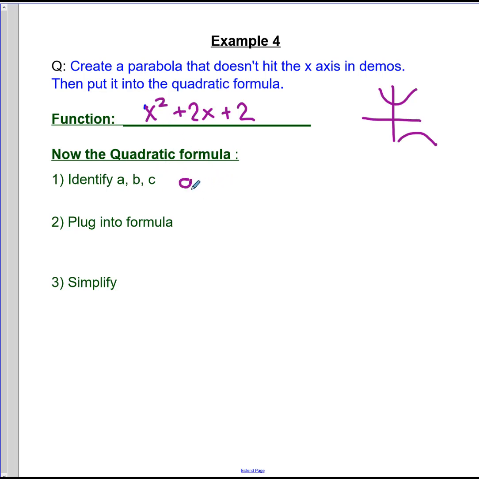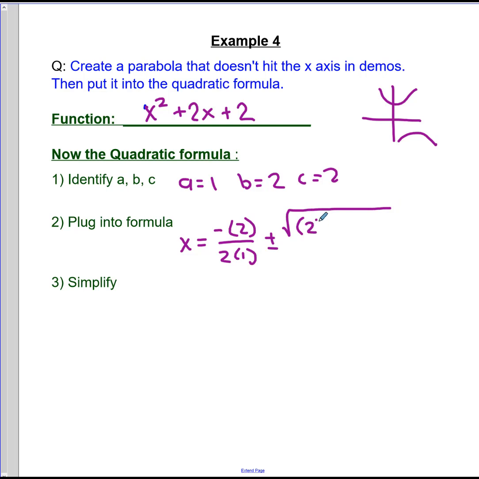All right, so my A is 1 here, my B is 2, and my C is 2. Okay, and in the formula, we're going to get x equals minus B over 2A plus or minus the square root, and I'm actually going to stop in a second. You'll see why. 2 squared minus 4AC, make sure this comes over the top, all over 2A.